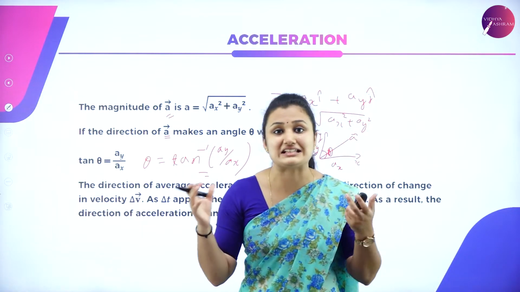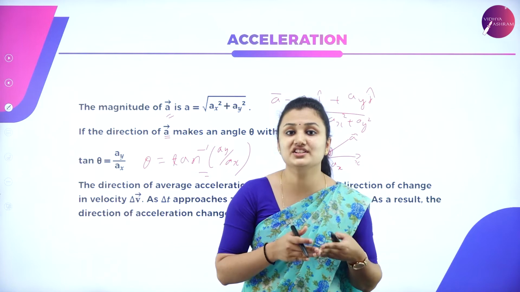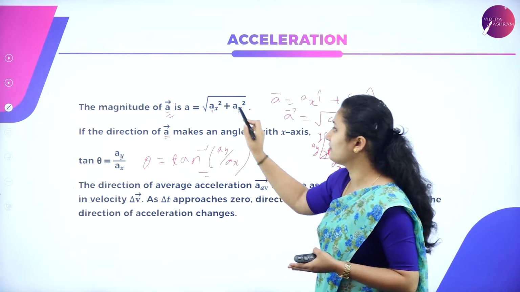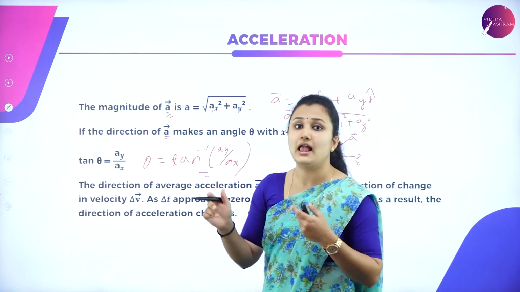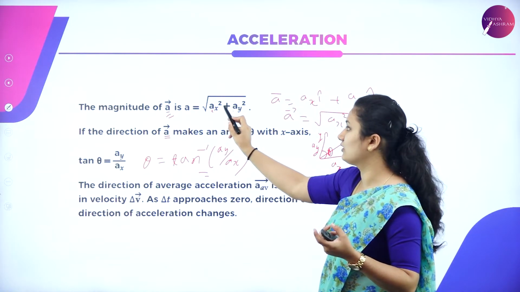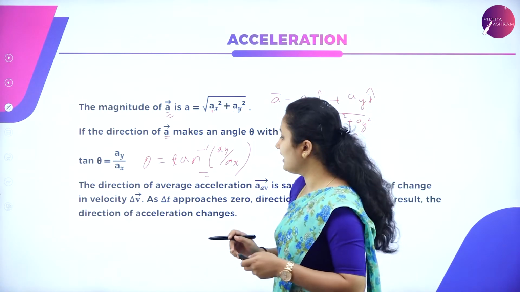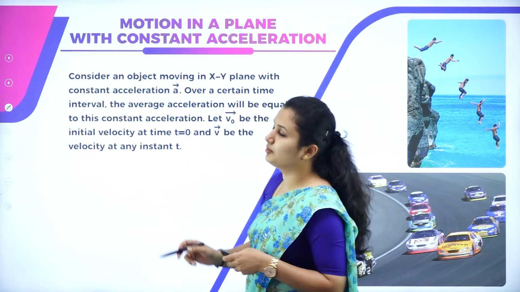Velocity and acceleration are easy to analyze, right? Velocity is given in terms of v, and acceleration is given in terms of a, with x and y axes along with the direction unit vectors along x and y axes. So it is simpler. Next, we'll study motion in a plane.